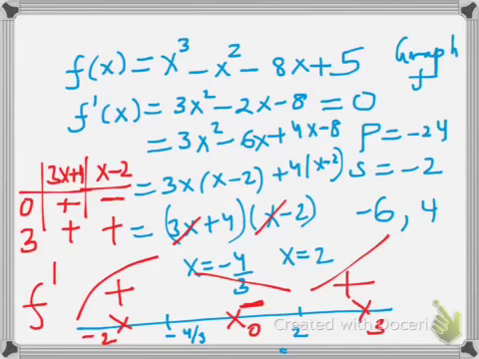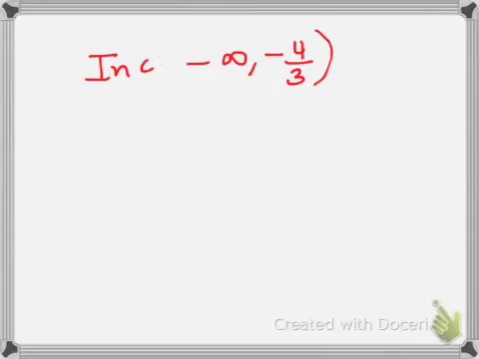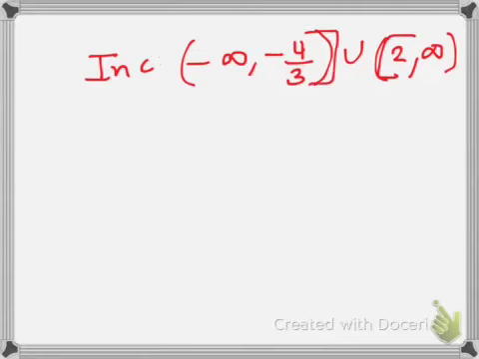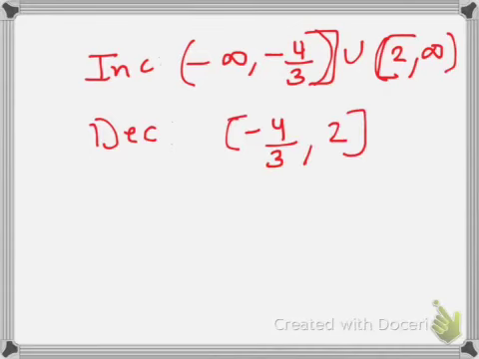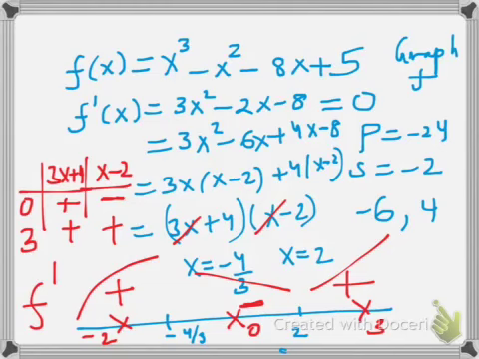So if you want to write the intervals, your function is increasing from -infinity to -4/3 and again increasing, so union 2 to infinity. You can put brackets here. And your function is decreasing in between, which is -4/3 to 2. You can put brackets or parentheses, it does not matter. So in between, it was decreasing.